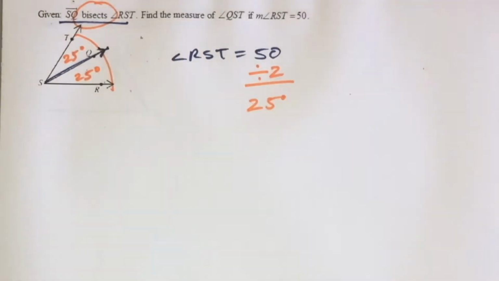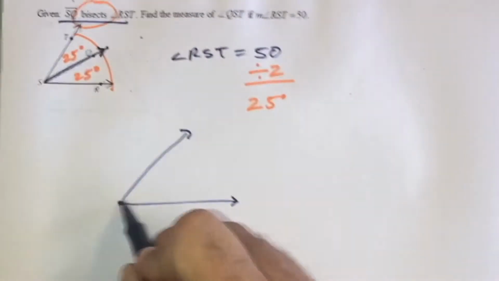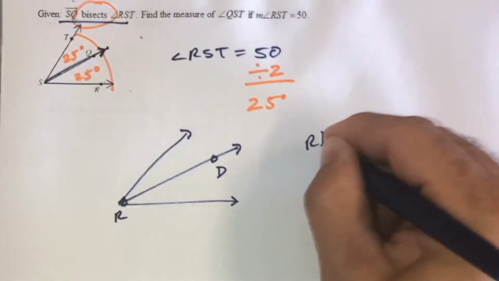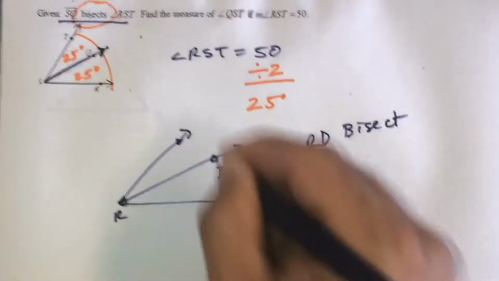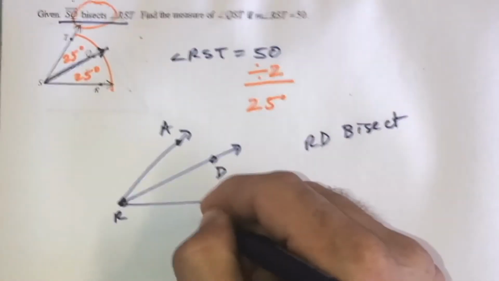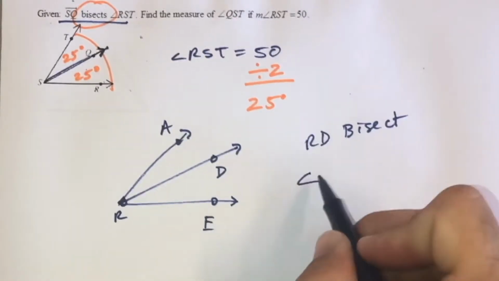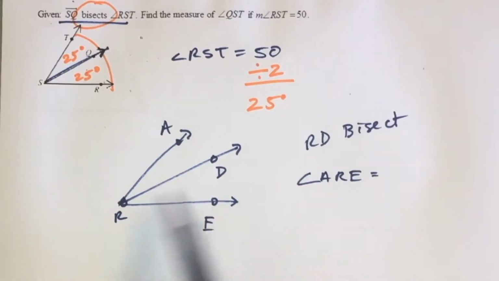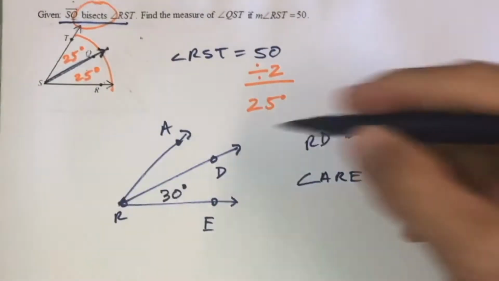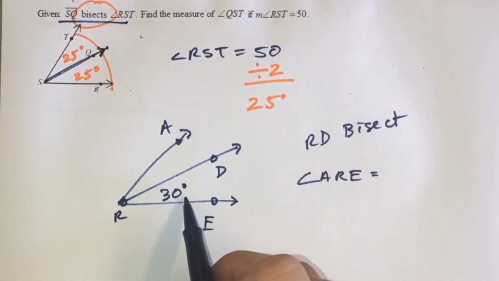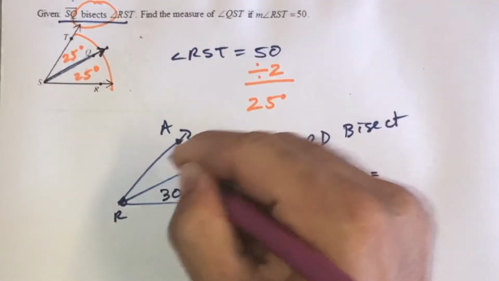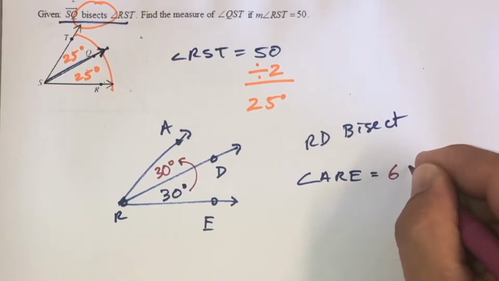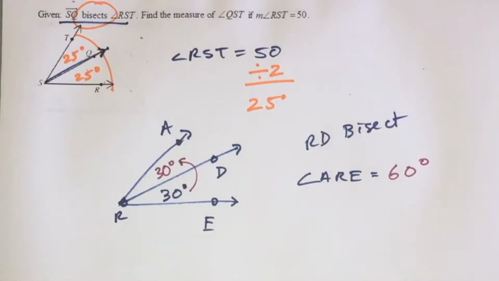As another example, maybe RD bisects, and maybe I'll ask for angle ARE, angle R. Get it? If RD bisects, and I say that this is 30 degrees, and I ask for R, then if this is 30, I know this angle here will also be 30 because it's bisecting into equal pieces. So I could say R is 60 degrees.